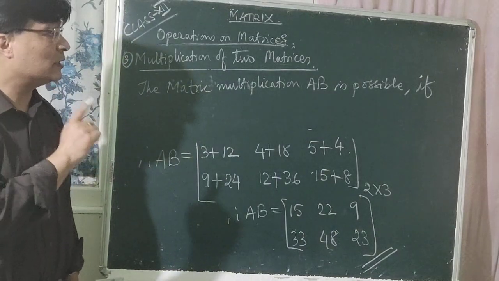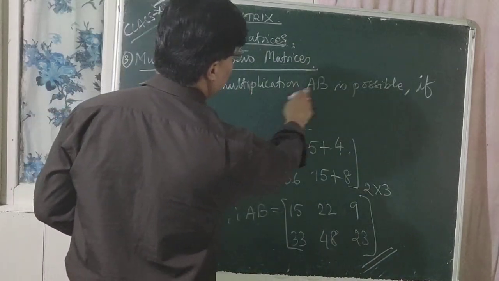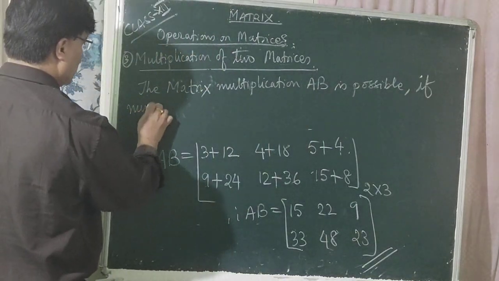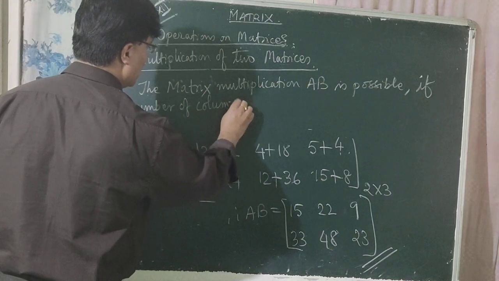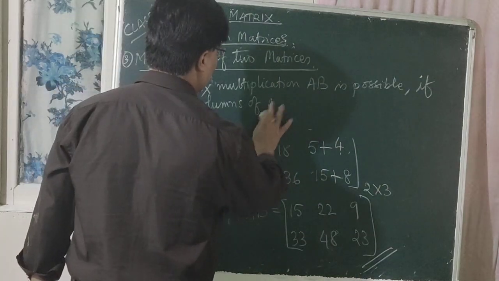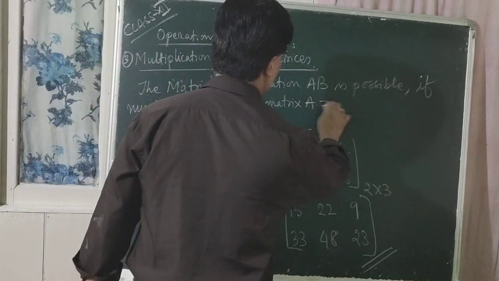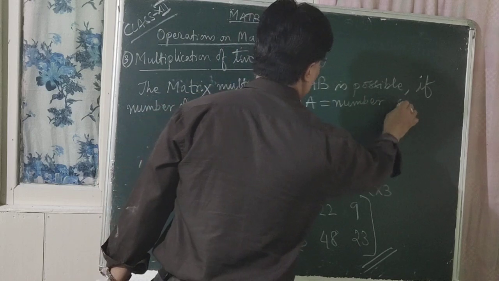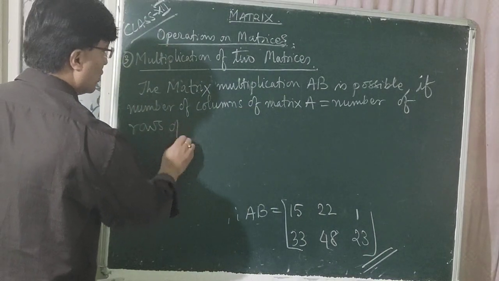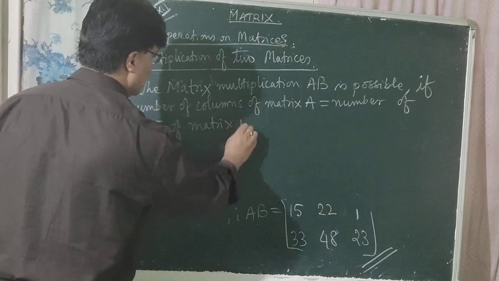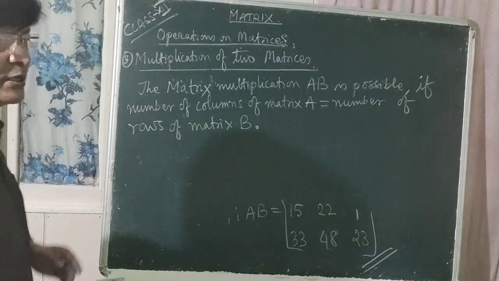You have to consider the number of columns of A, right? The matrix multiplication AB is possible if the number of columns of matrix A is equal to the number of rows of matrix B. So is that clear to all of you? So this is the third case, that is multiplication of the two matrices.